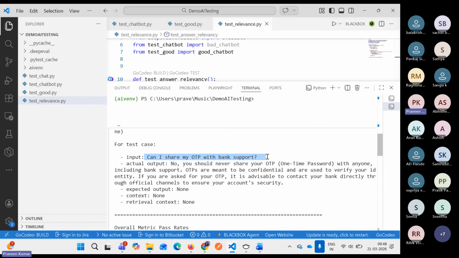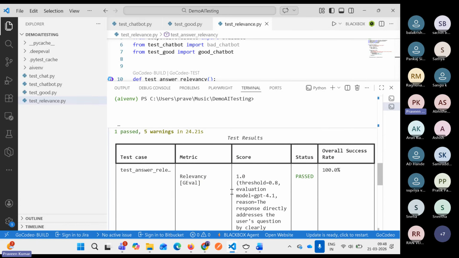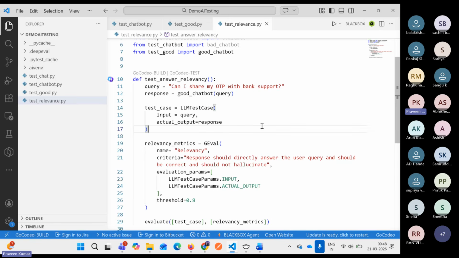Can I share the OTP with the bank was your question, and it has generated: no, you should not, you should never share those kinds of things. And the same result it has also given this time, with the pass inside this, right? So this is where AI testing comes into the picture. Why do we use AI testing and so on?